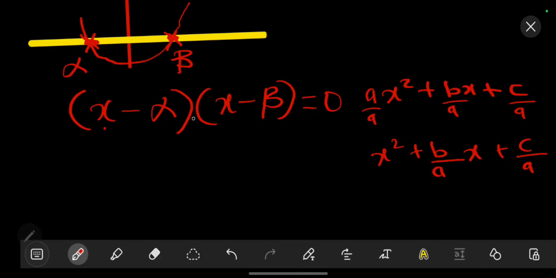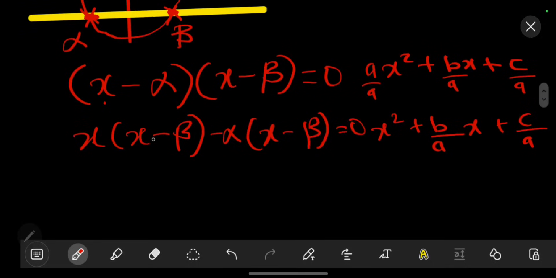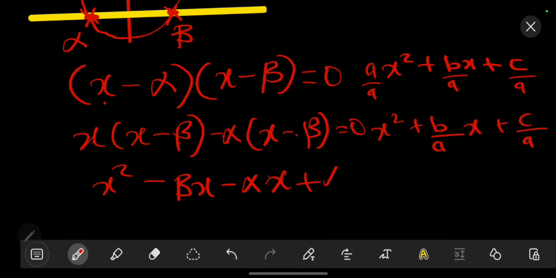The first term multiplies everything, so we have x times x minus beta, then the second term, minus alpha, multiplies everything there, equal to 0. x times x gives us x squared, minus beta times x is minus beta x. Then we have minus alpha times x, which is minus alpha x. Negative times negative is positive, so we have alpha beta.